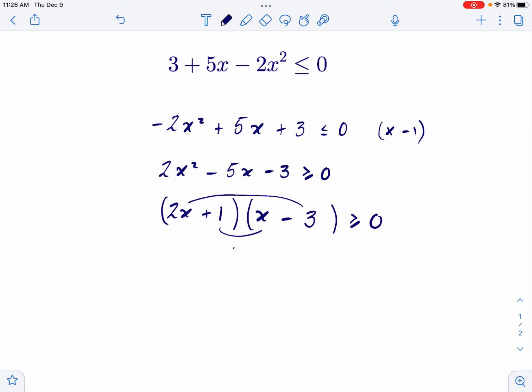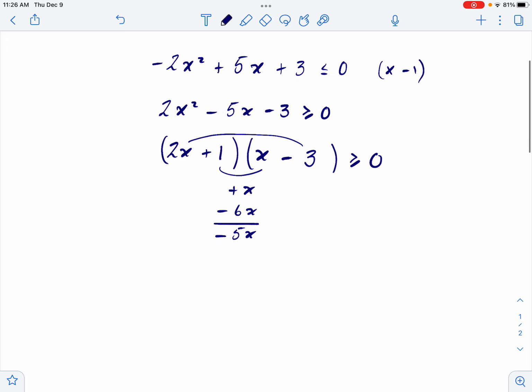Plus 1x minus 6x. Minus 3 times 2x is minus 6x, and if I sum those, I get minus 5x. So sure enough, that is correct. So my factors of the left-hand side are 2x plus 1 and x minus 3.